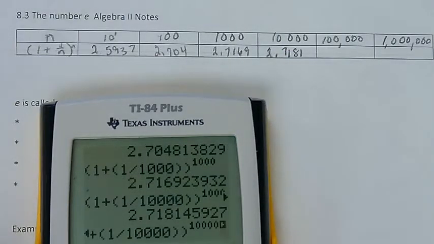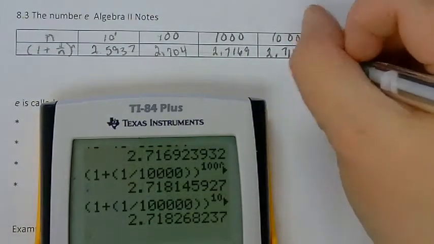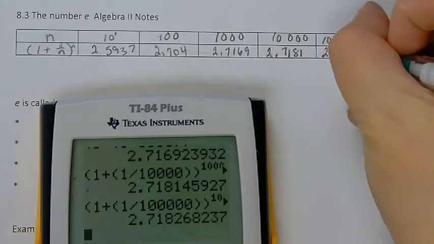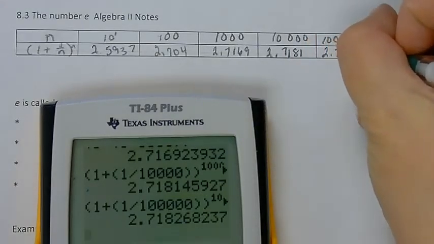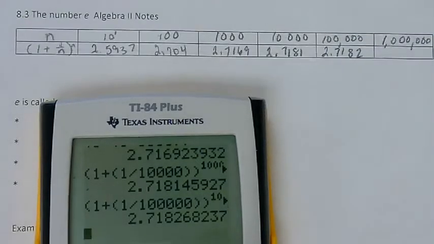Let's do it again. Let's add another 0. Go over here, add another 0. And I get 2.7182. What do you notice about these output values?